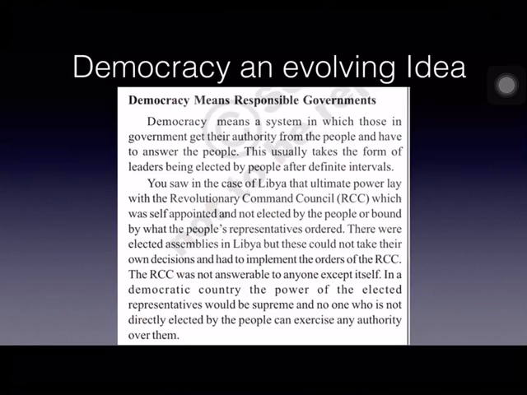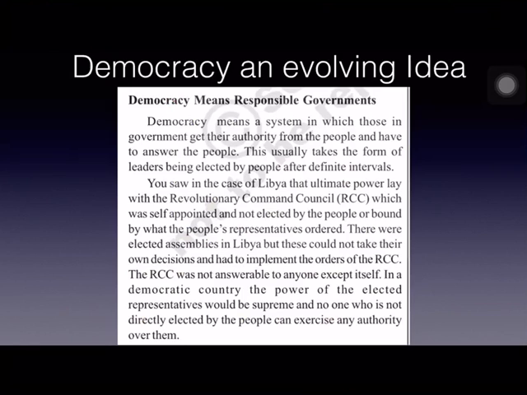Now let us see how it is responsible government. Actually, democracy means people's rule. It is a system in which people elect their representatives in the elections, and then these elected representatives rule the country on behalf of the people. Because they are elected by the people, they are answerable and responsible to the people. That is why democracy means responsible government.